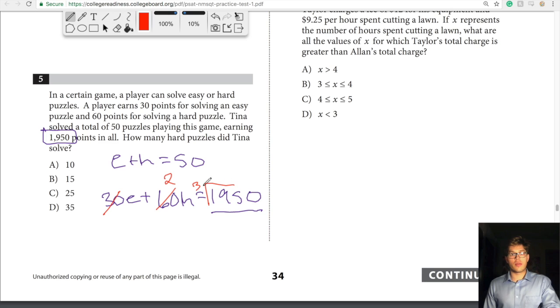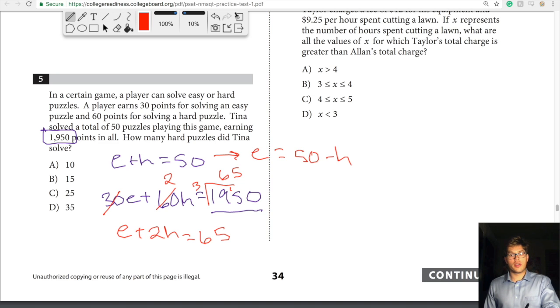We have a 3. 3 goes into 19 6 times. We have an extra 1, we have an extra 5. So what is this saying? We have E plus 2H equals 65. And what do we have up here? We have E plus H equals 50. Or in other words, we have E equals 50 minus H.